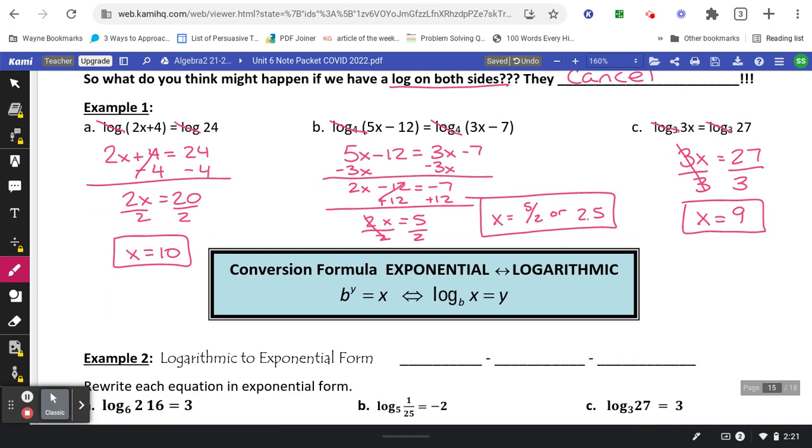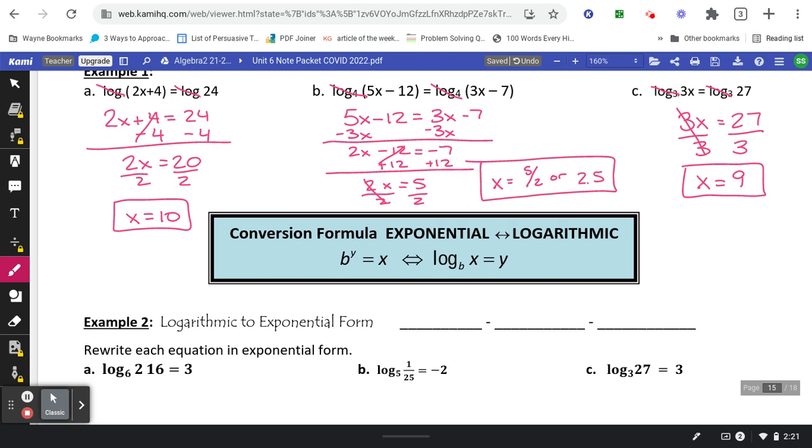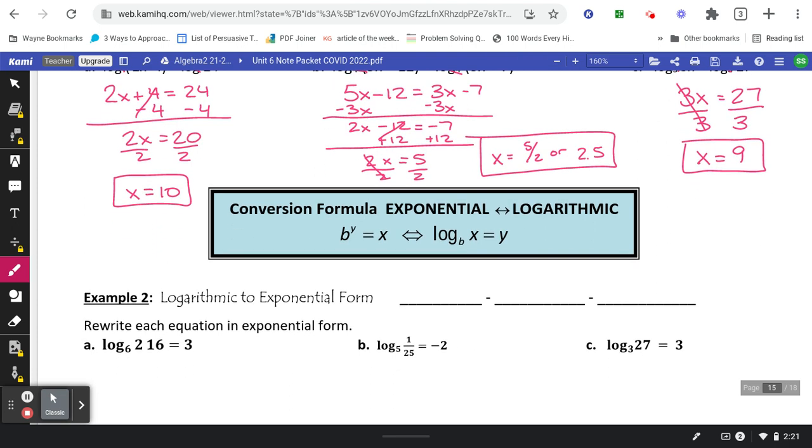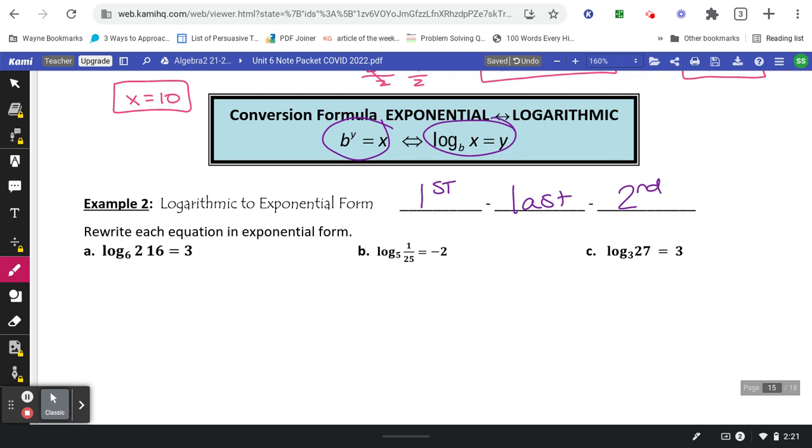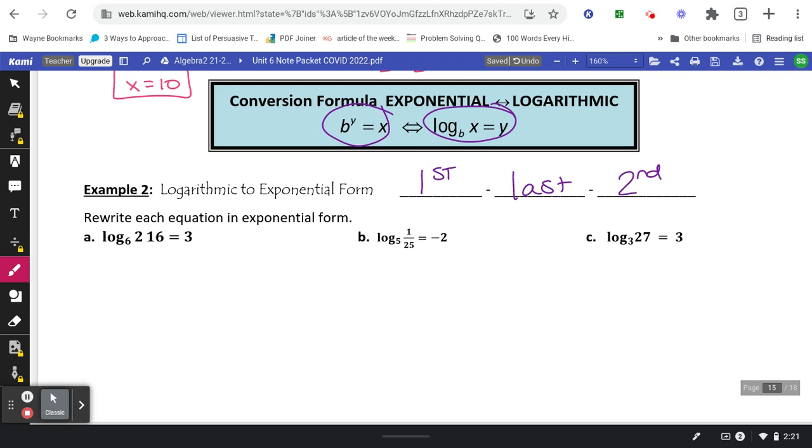What happens if you don't have a log on both sides? We're going to use this conversion here, which we learned as the phrase first, last, second. We did that when we were working with the inverses. Pretty much that'll take this and change it to this, or vice versa, taking the log and changing it to an exponent. And that's what we're going to want to do for each of these.